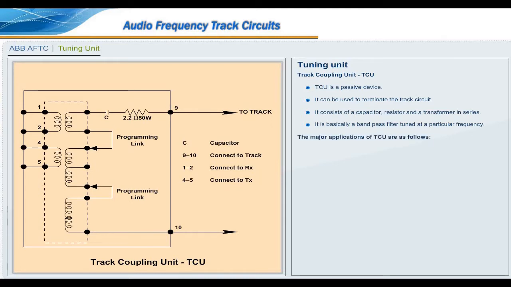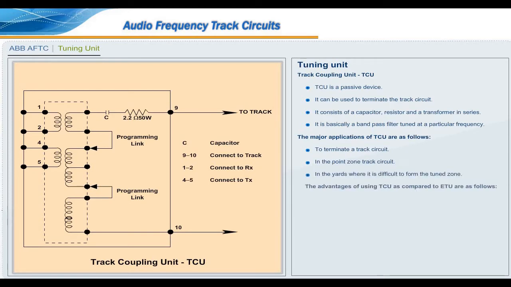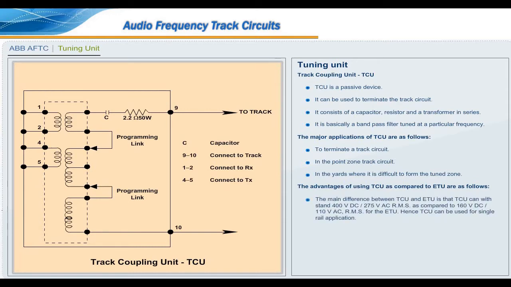The major applications of TCU are as follows. To terminate a track circuit, in the point zone track circuit, in the yards where it is difficult to form the tuned zone. The advantages of using TCU as compared to ETU are as follows. The main difference between TCU and ETU is that TCU can withstand 400 volt DC / 275 volt AC RMS as compared to 160 volt DC / 110 volt AC RMS for the ETU. Hence, TCU can be used for single rail application.